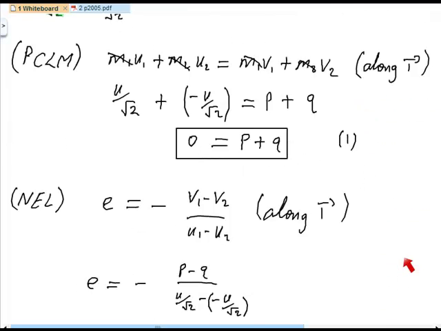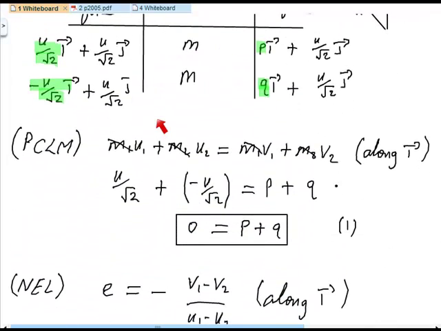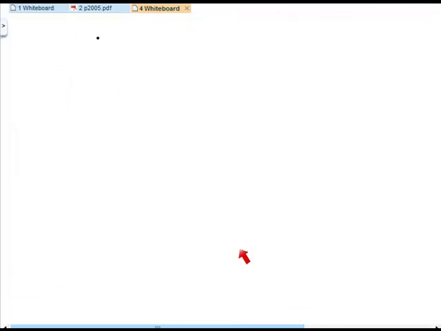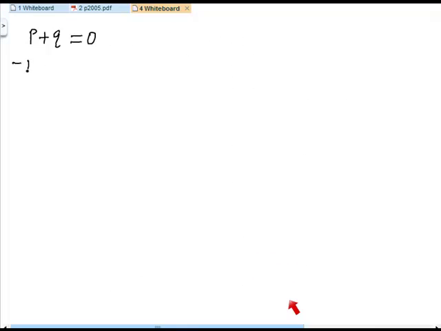Back to our steps, and we see now we're on to the fourth step, which is to solve these two equations. So write them down again. P plus Q equals 0 is the first equation. And the second equation we just derived, minus P plus Q is equal to root 2 times UE.